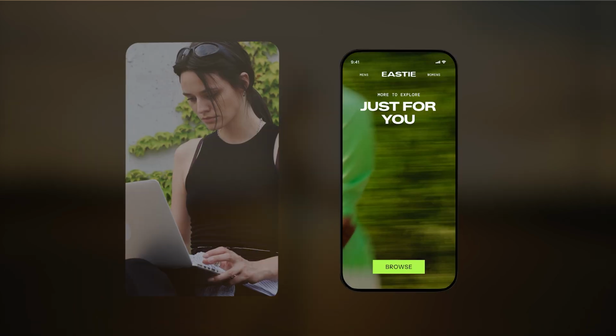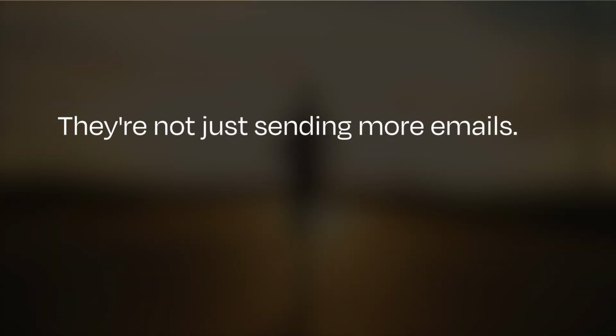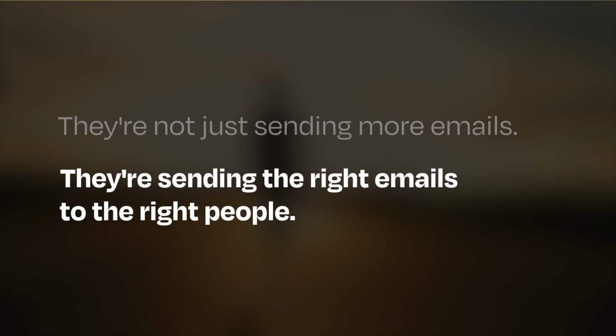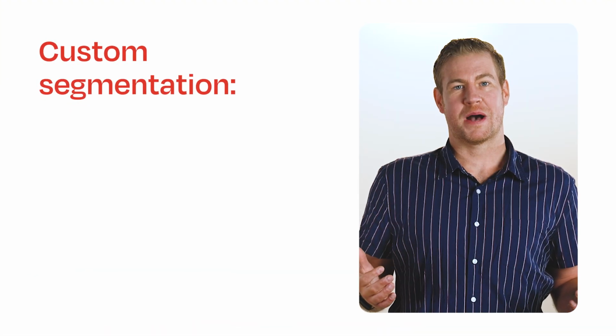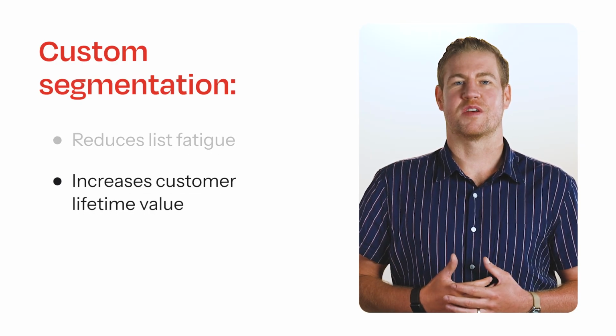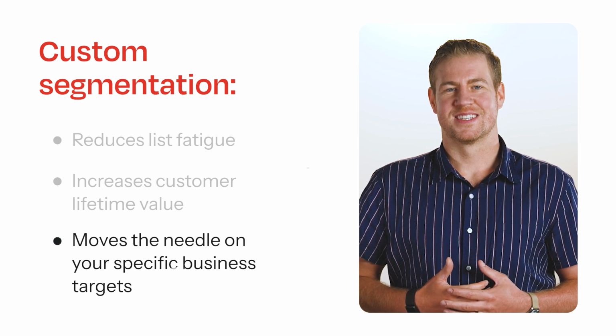They send the segment a cross-sell campaign featuring dynamic product recommendations. The message feels relevant because it's built around what that specific group of customers has done, and the results speak for themselves. By targeting one-time buyers with a tailored cross-sell campaign, Eastie turned single purchases into repeat ones. They're not just sending more emails, they're sending the right emails to the right people, and it's directly contributing to their retention goal. That's the real power of custom segmentation. It reduces list fatigue, increases customer lifetime value, and most importantly, moves the needle on your specific business targets.